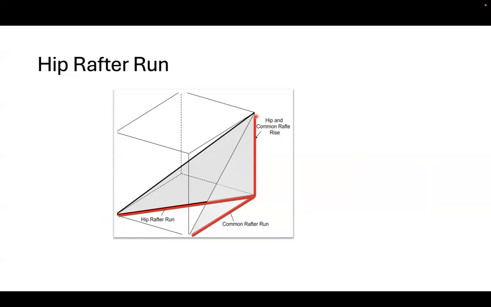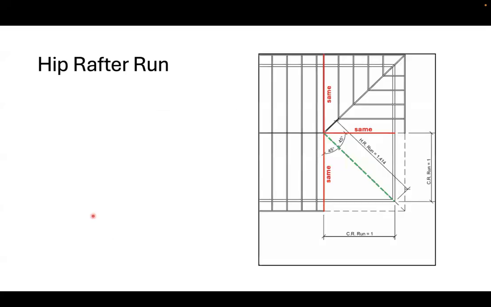And the important thing here is that they have the same rise, the same total rise and the same unit rise, because they meet at the ridge at the exact same spot. So the main difference, and only difference, is really that the hip rafter run for each unit is larger than the common rafter run. And I'll show you here how that works.